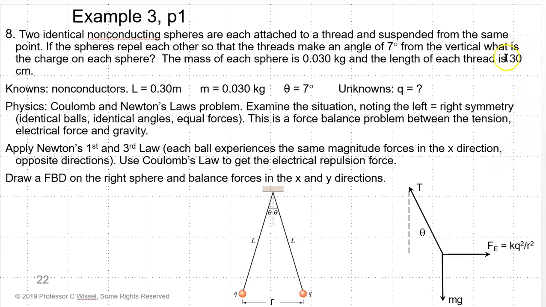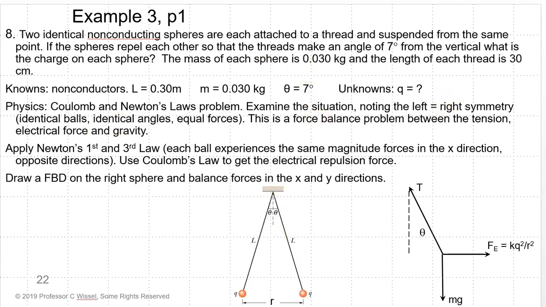Now, when I read this, the first thing I see is a units trap here. You're going to want to convert all the units to SI. Write down your knowns. They're non-conductors. The length I'm going to convert to meters right off the bat, 0.30 meters. The mass is already in SI units, 0.030 kilograms. The angle is 7 degrees. The unknown, what is Q? The physics of this is Coulomb's law and Newton's law.